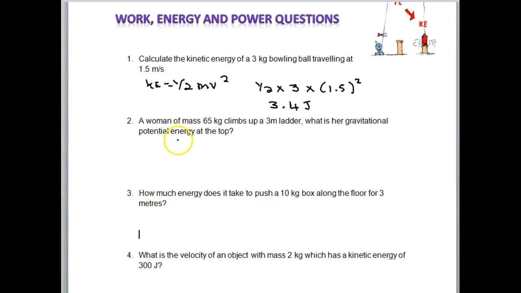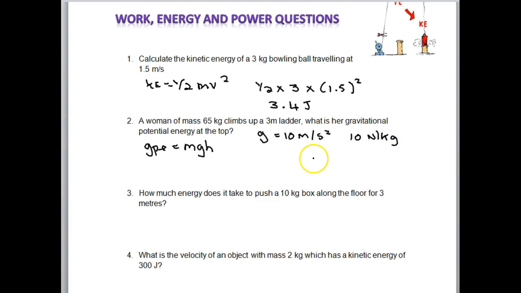The second one involves a height, which always makes you think of gravitational potential energy. And we'll ask what is her gravitational potential energy at the top of the ladder. So if we write the equation down, mass times g times h, you can write the times signs in if you prefer. Remembering that g is, you can either say it's the acceleration due to gravity, which is meters per second squared, or we can say that g is 10 newtons per kilogram, and the two are equivalent.